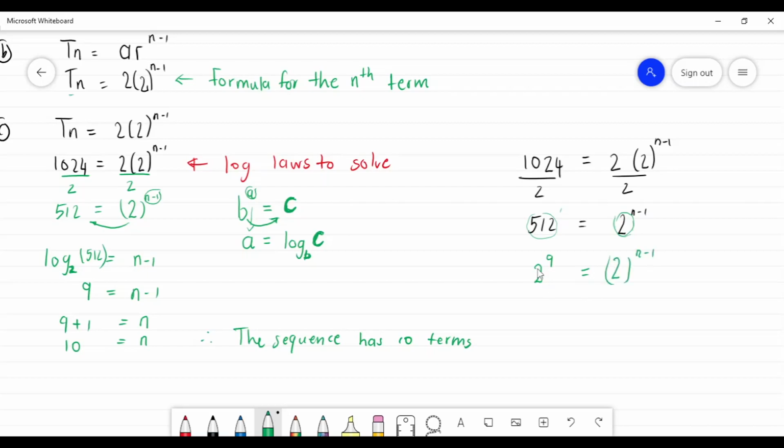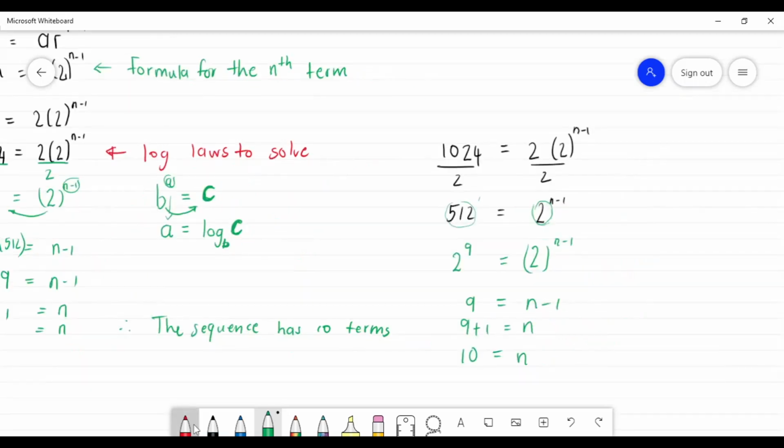And with exponential laws, if the bases are the same, you can simply drop the bases and you're going to have 9, which is equal to n minus 1, okay? And then obviously if you move your 1 to the left hand side, you're going to have 9 plus 1, which is equal to n, and that is 10, which is equal to n, okay? And this is an alternative method that you can use if you want to use your exponential laws instead of log laws.